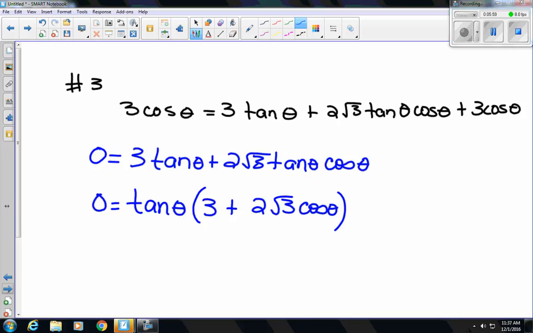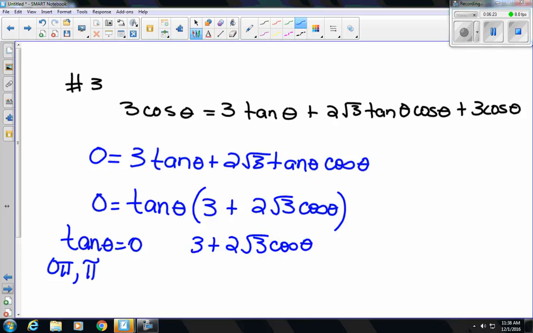Okay, now I set each part equal to 0. So the tangent of theta equals 0. Where does that happen? 0, pi, and 2 pi. Now, depending on the restrictions that you're given, you may or may not need to include 2 pi. All right. So the next part is 3 plus 2 root 3 cosine of theta equals 0. Okay. So now what? 2 root 3 cosine of theta equals negative 3. Now what?